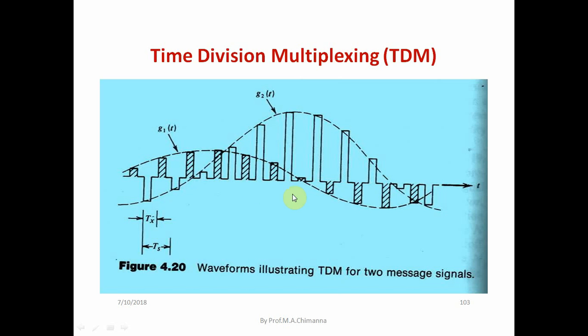This waveform illustrates the time division multiplexing for two message signals. Here is the first message signal and here is the second message signal, and both are synchronized together.